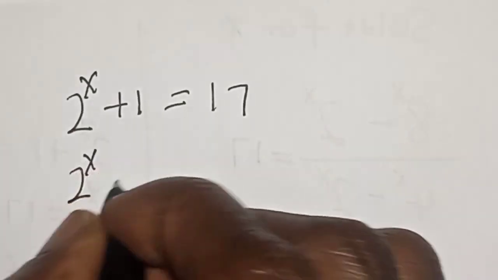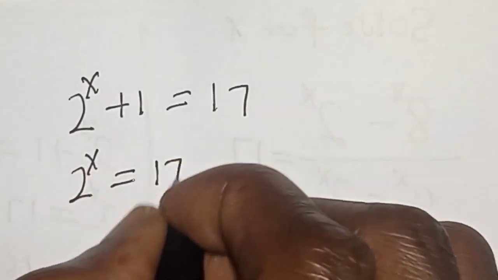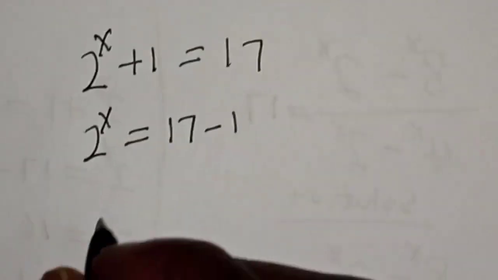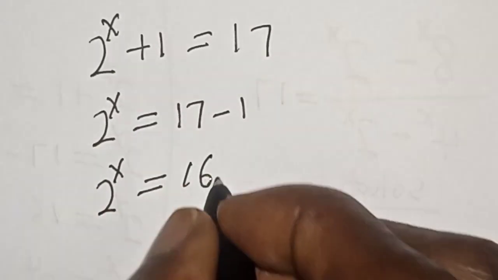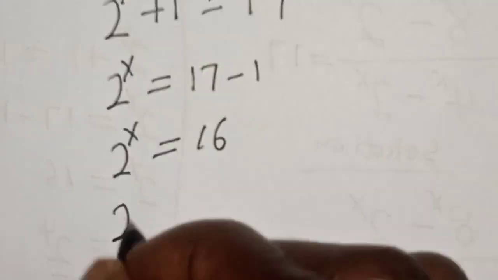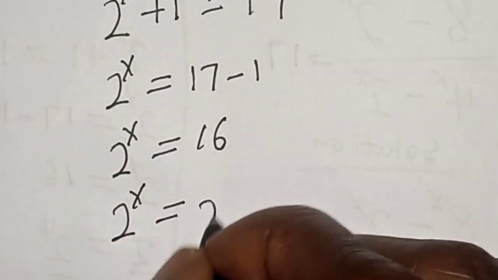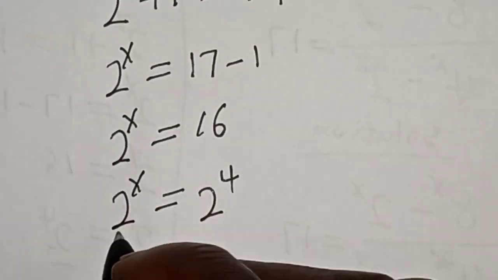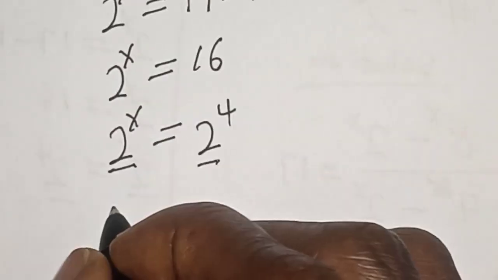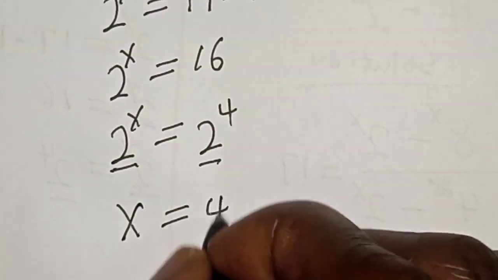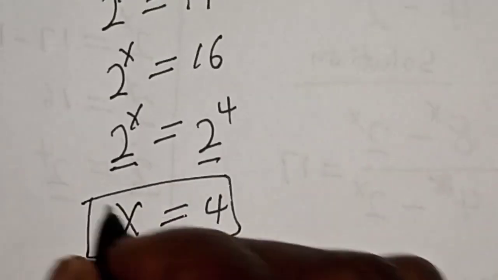2 raised to power s is equal to 17 minus 1. 2 raised to power s is equal to 16. 2 raised to power s is equal to 2 raised to power 4. They have the same base, so this one will cancel this. s is equal to 4. That is the value of s.